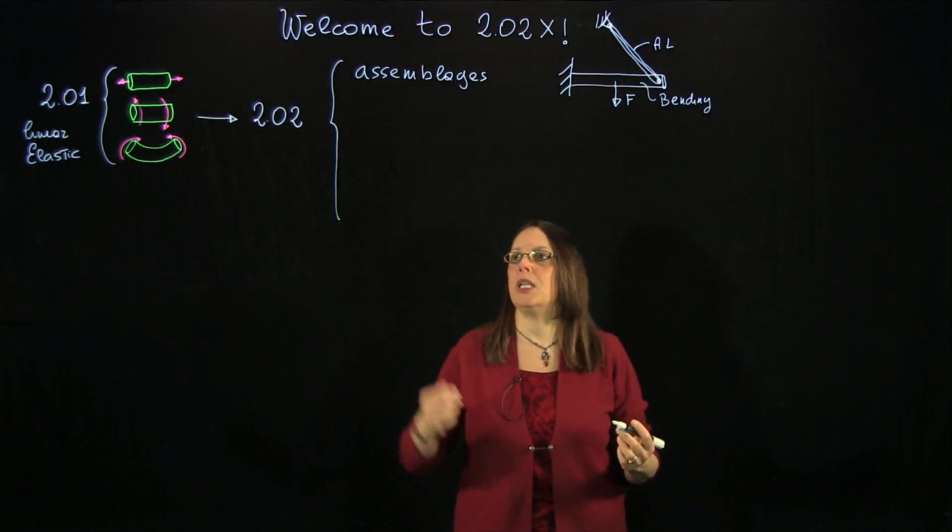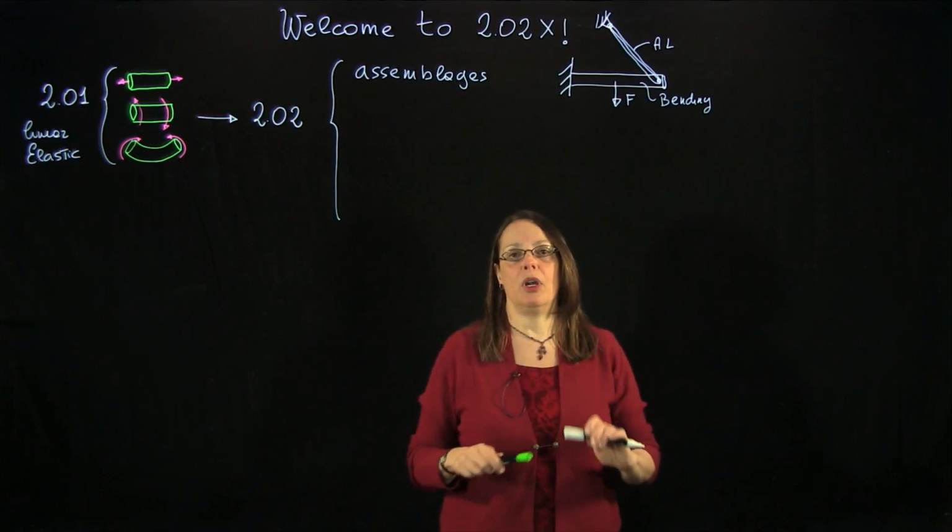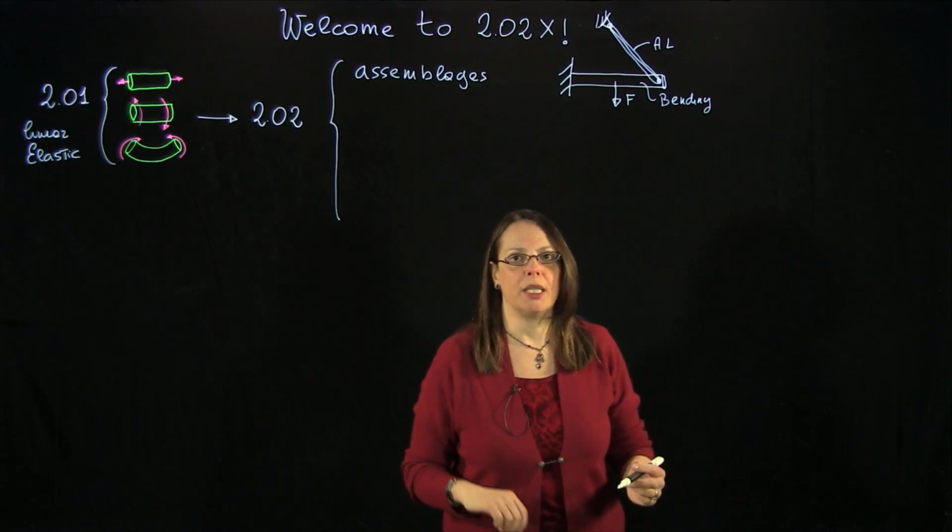And we're going to learn how to predict the structural response of an assemblage of this kind. So for instance, instead of a single shaft, we can consider two shafts connected by gears, and we're going to learn how to predict the response of a structure like that.